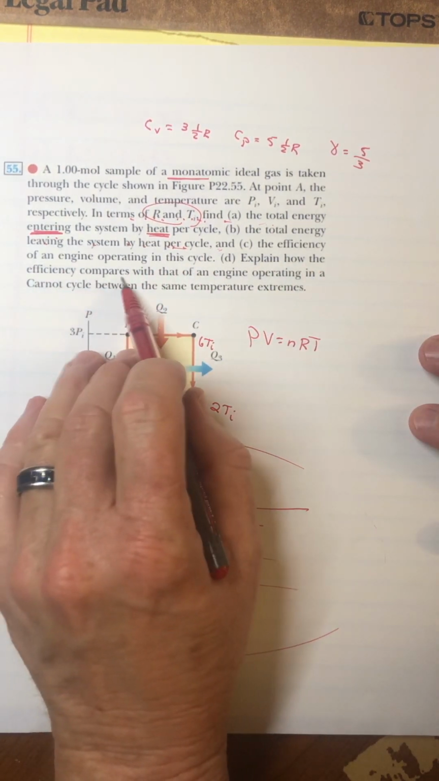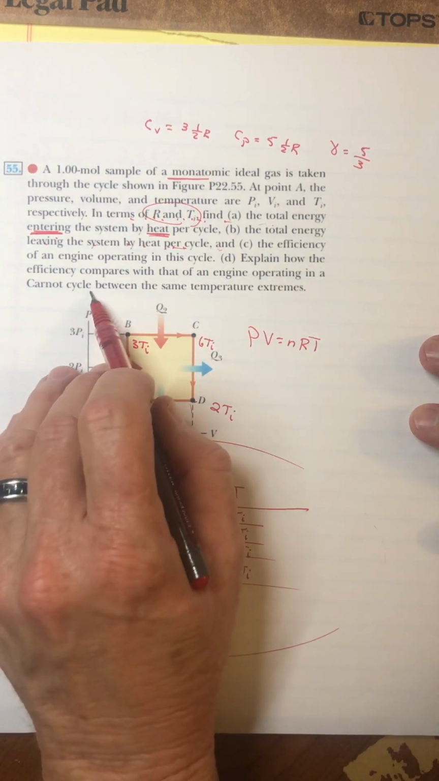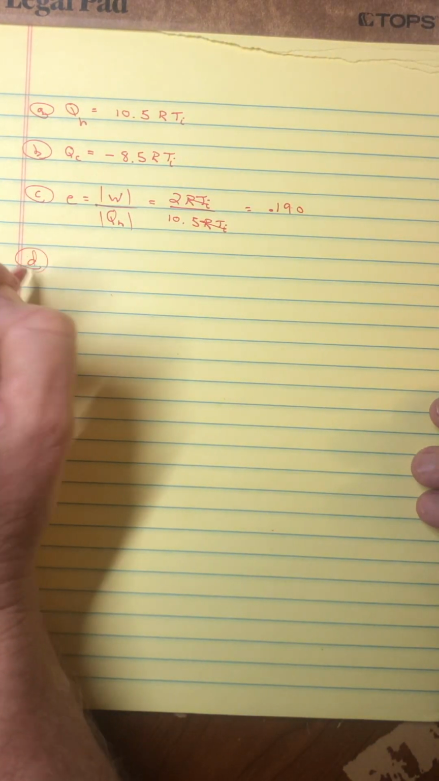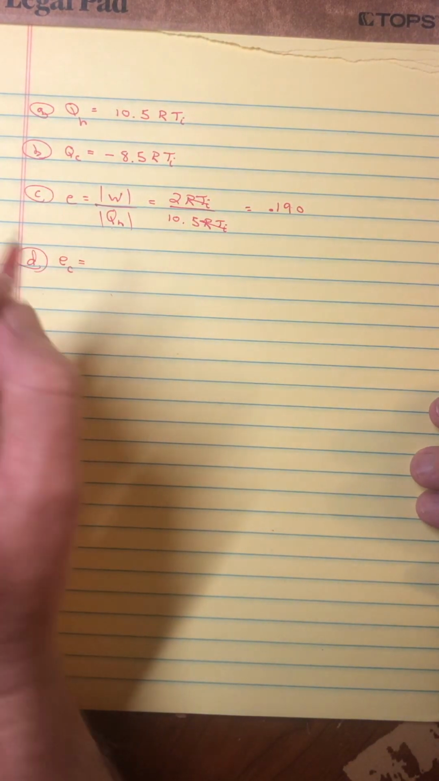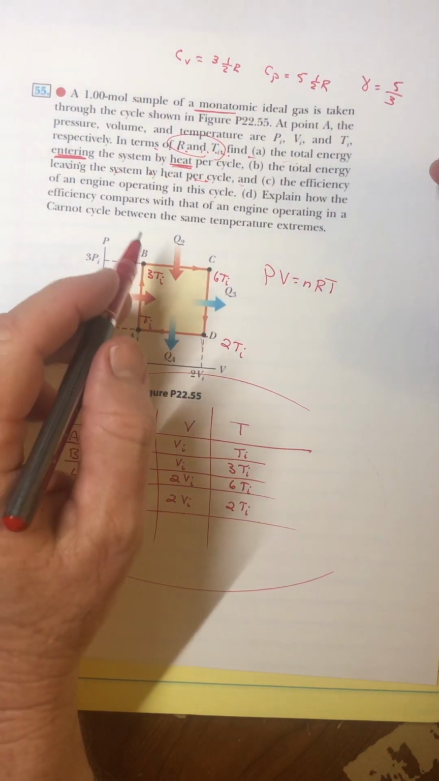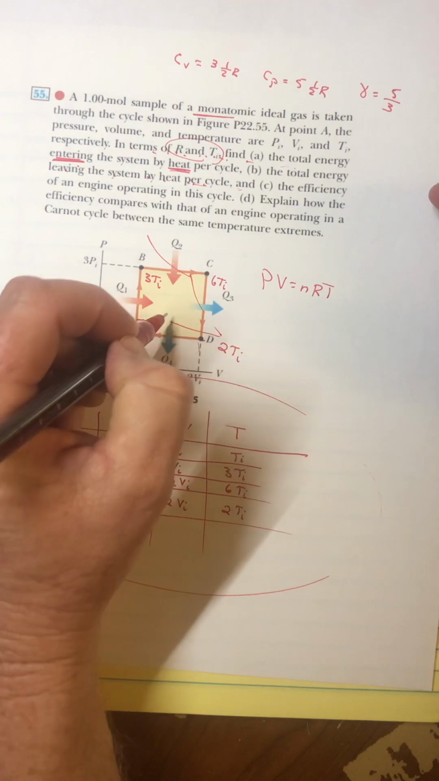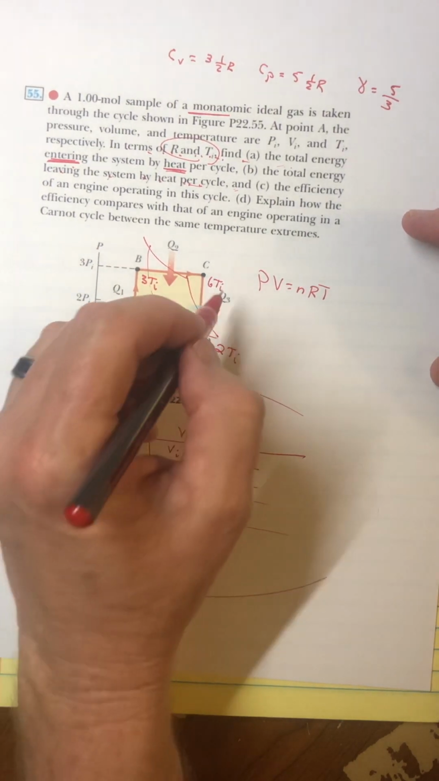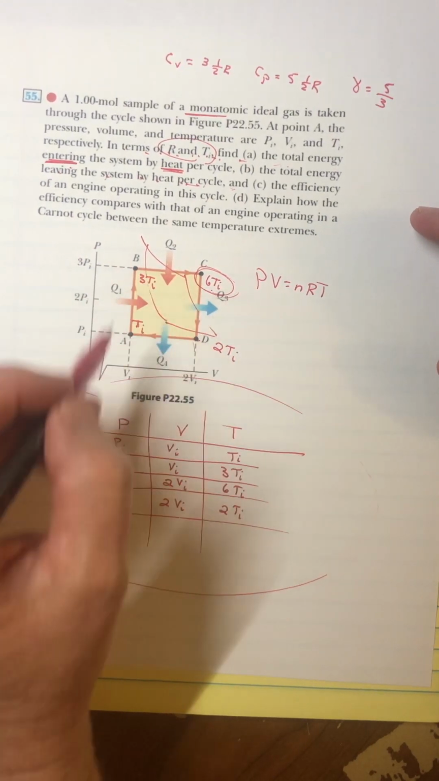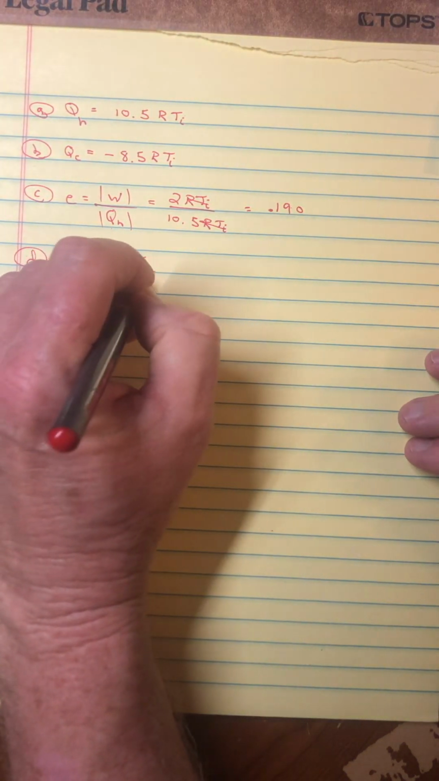Explain how this efficiency compares to that of an engine operating at the Carnot cycle. All right, so now let's look at the efficiency if this involved not these kind of processes, but the two isotherms and the two adiabatics. So it looked more like this. But I think they want the high temperature to be 6 times the low temperature. And so you would have cold over hot.